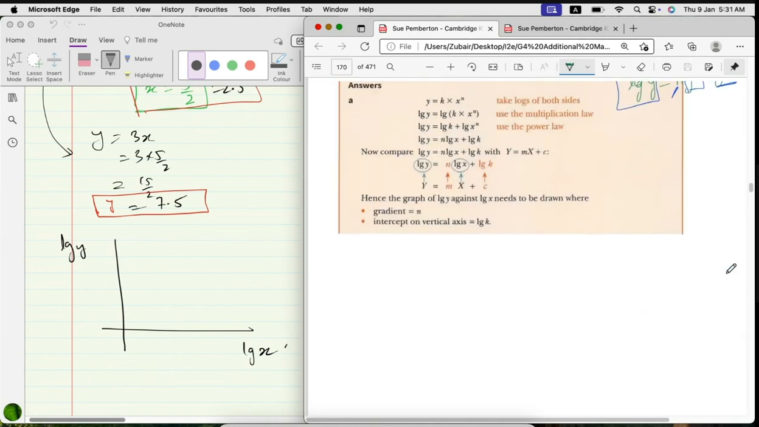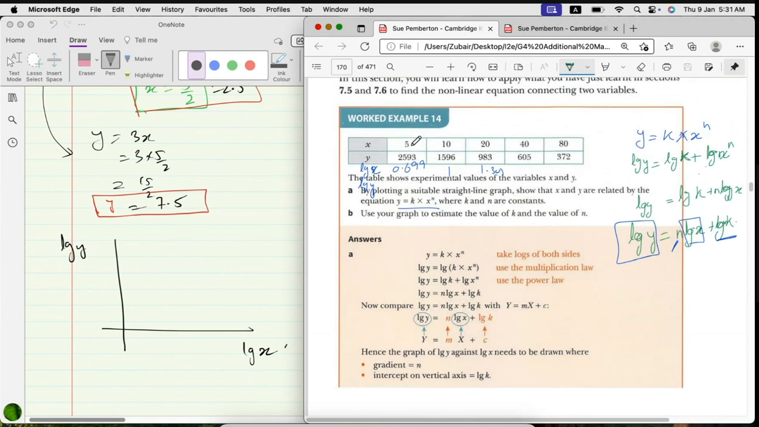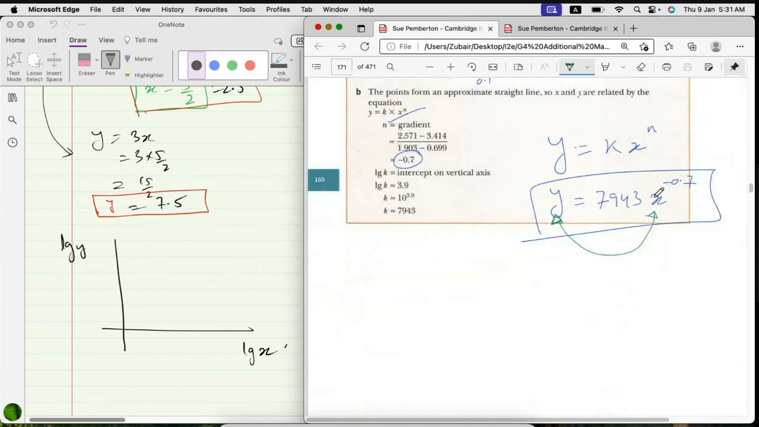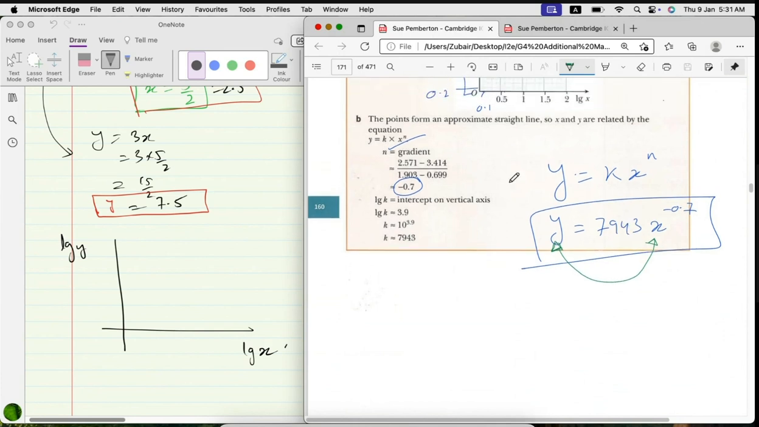We just did this table for 5, 10, 20, 40, 80. Maybe I need a value at 65, or maybe at 105. So I'll just plug this in and have the value of y. The 7943 is from the LGK, so the intercept, and then negative 0.7 is the gradient.